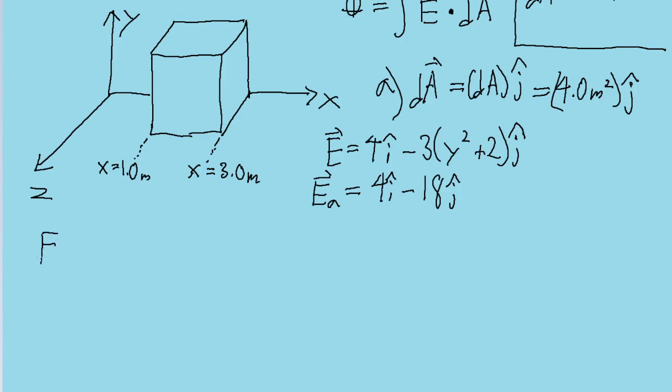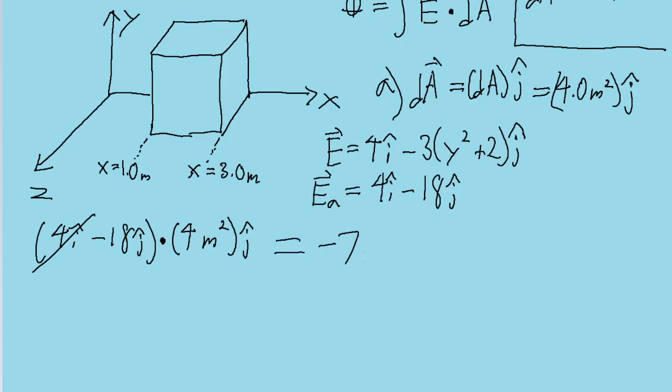So dotting these two things, dotting E with dA, we're dotting 4i minus 18j with 4 meters squared j. The i term can just be completely ignored, since when we take the dot product, we only multiply terms that have the same component, the same unit vector. So this is just negative 18 times 4, which is negative 72. So negative 72 newton meters squared per coulomb is the answer to part A. So that's the amount of flux through the top face of the cube.